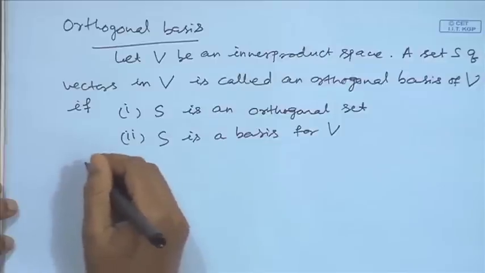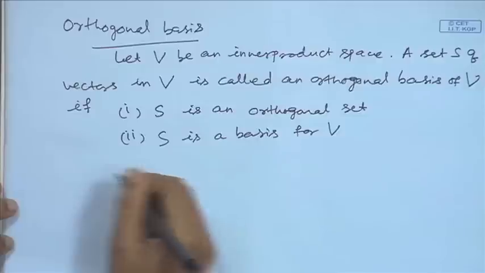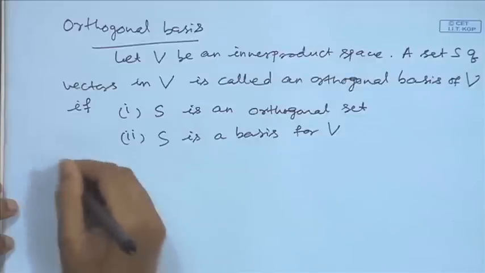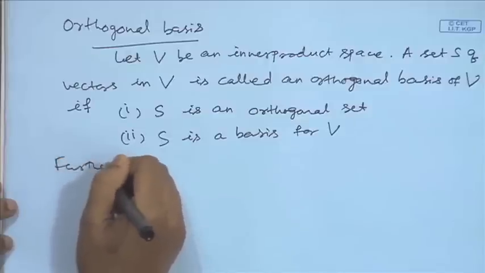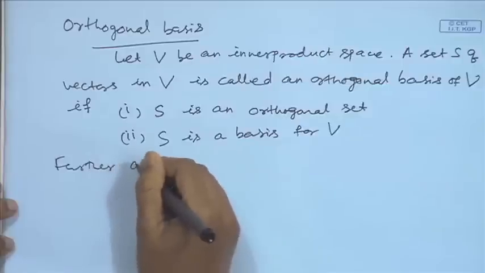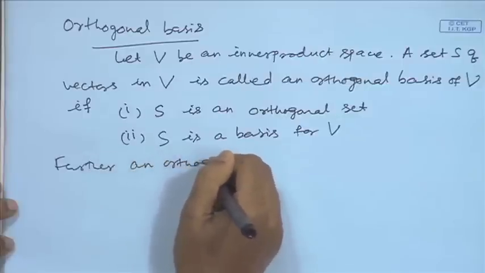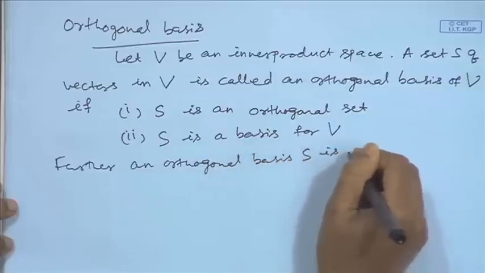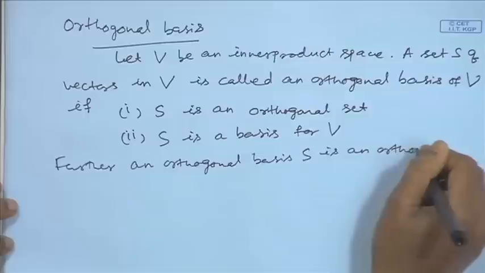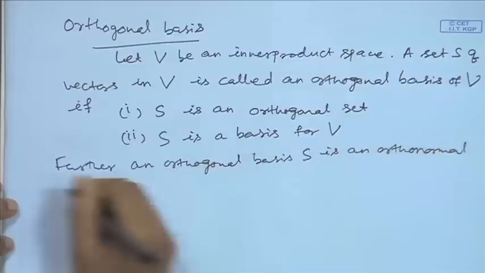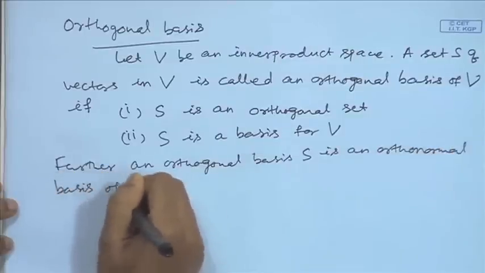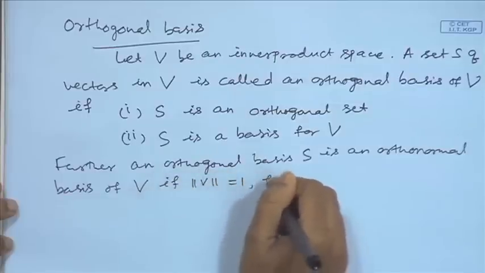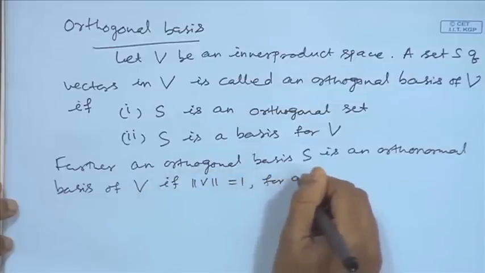Further, we say that S is an orthonormal basis if the norm of every vector in S is equal to 1. So, S is an orthonormal basis of V if the norm of every vector is equal to 1.